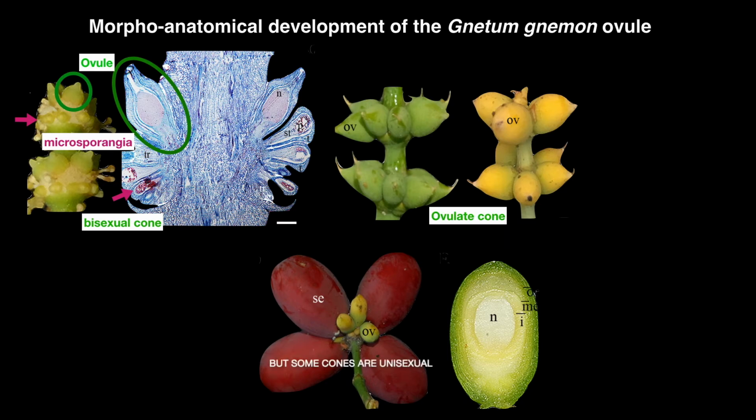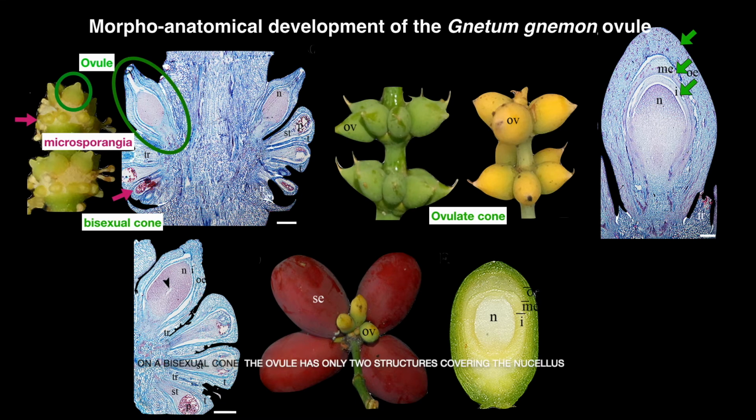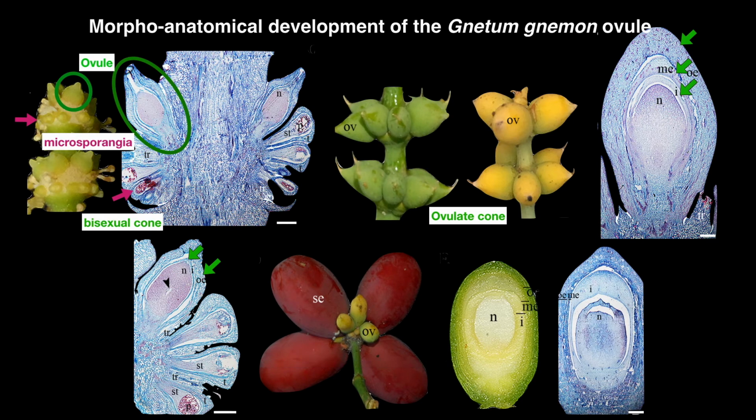But some cones are also unisexual. So Gnetum is well known to have three envelopes or three structures covering the nucellus: the integument, middle envelope, and outer envelope. But this is only for the unisexual cones. On a bisexual cone, the ovules have only two structures covering the nucellus: the integument and one extra envelope. As the seed matures, the outer envelope becomes fleshy and red. The middle envelope becomes sclerenchymatic, forming the stony layer, and the integument compresses, forming a papery layer.